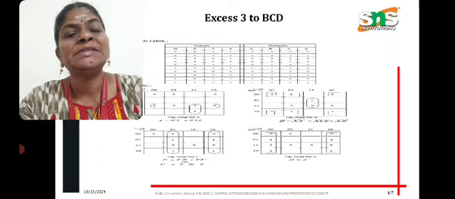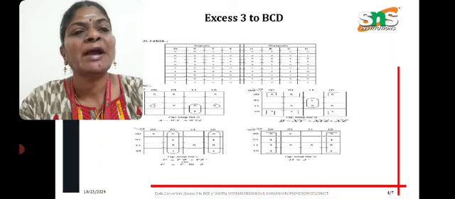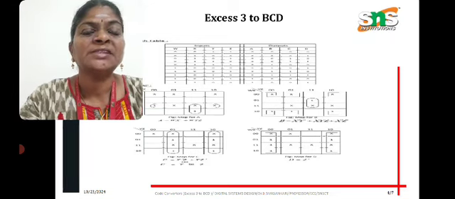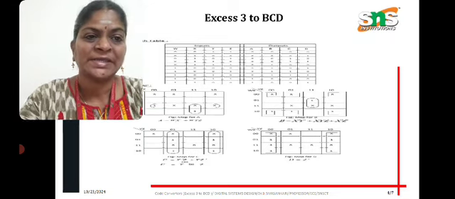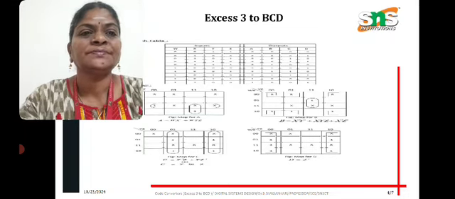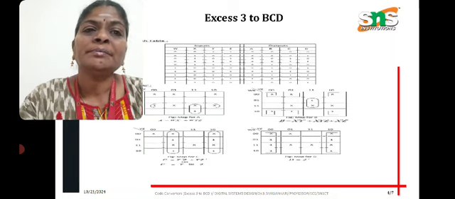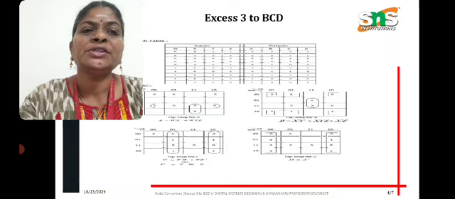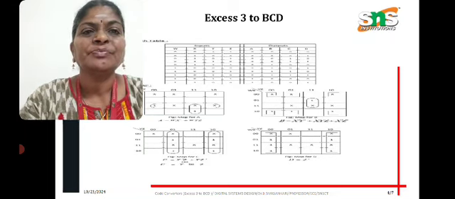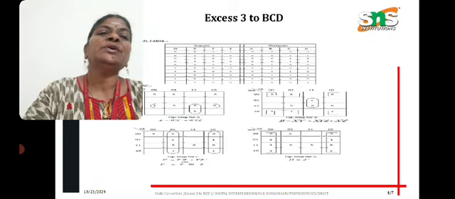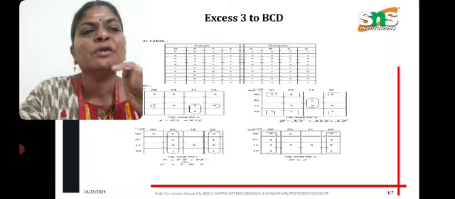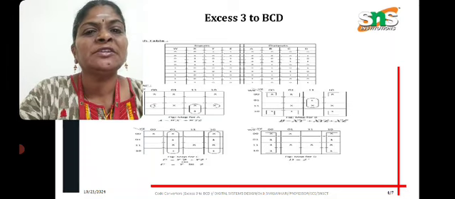In BCD from 0 to 9, once you add 3, we will get 3, 6, 9, 12, 15, 18, 21, 24, 27, 30. The same should be interchanged here. So what is your XS3, E1, E2, E3, E4? Your BCD, B1, B2, B3, B4. So this is the truth table. Once you interchange, you have to plot the K-map and find the output for B1, B2, B3, B4.